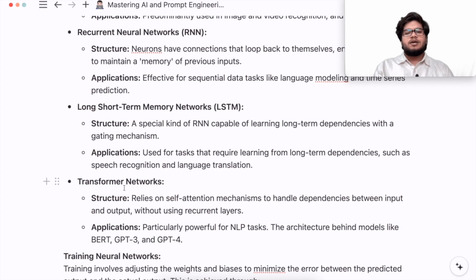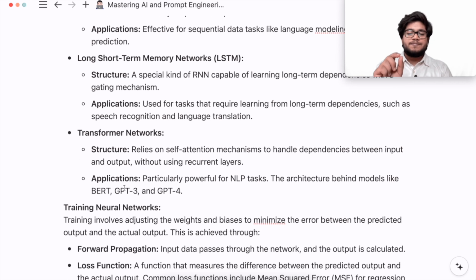The structure is that it relies on a self-attention mechanism to handle dependencies between input and output without using recurrent layers. So it doesn't use recurrent layers, it has a self-attention mechanism. We'll be learning in the next few lectures what the self-attention mechanism is. The application is particularly powerful for NLP tasks. For NLP, we have a special dedicated lecture, and we'll be learning NLP there. It is the architecture behind models like BERT, GPT-3, GPT-4. So ChatGPT is based on the transformer network.